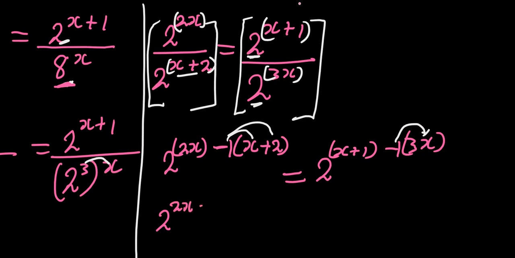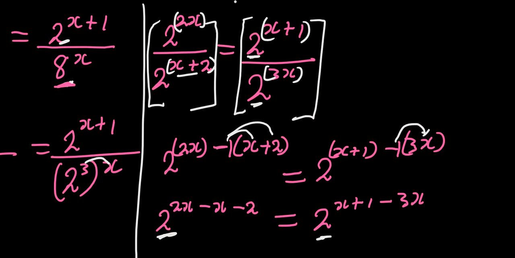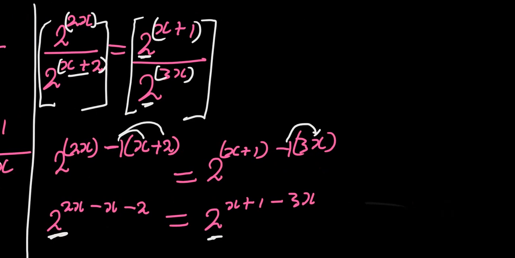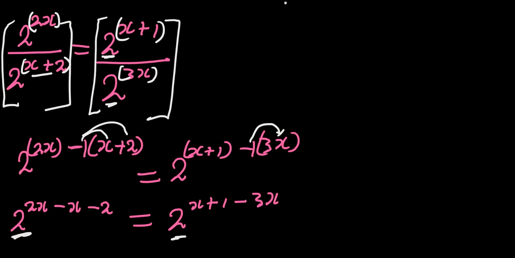So when you do that, this will become 2 exponent 2x. -1 times x is going to give you -x. -1 times 2 is going to give you -2. And this will be equal to 2 exponent x plus 1. -1 times 3x is going to give you -3x. All right, so at this point, you discover that we have the same base on both sides. We have 2 as the base on the left side and 2 as the base on the right side. So when the bases are the same, all you have to do is to equate the exponents. So we are going to equate the exponents now.